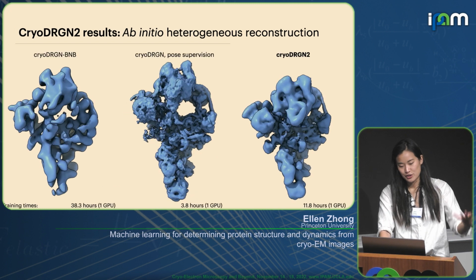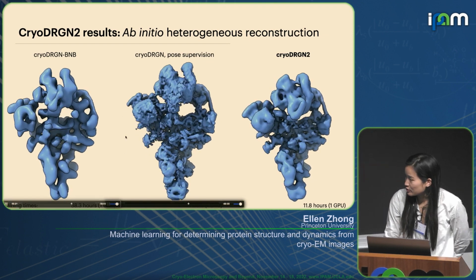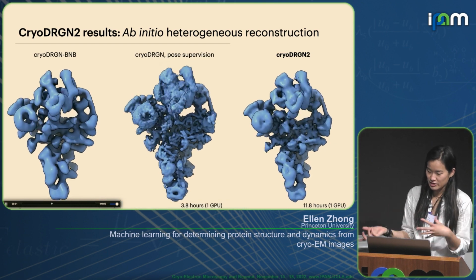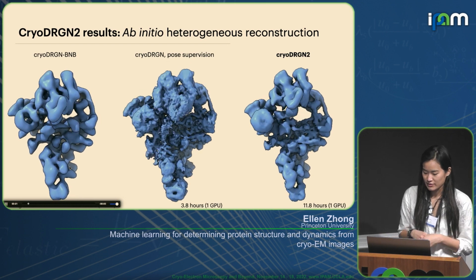And again, here's the larger version of that comparison, where the original approach took 38 hours, and there were various alignment artifacts. With CryoDragon 2, we can reconstruct the correct motion, and it takes less than 12 hours.